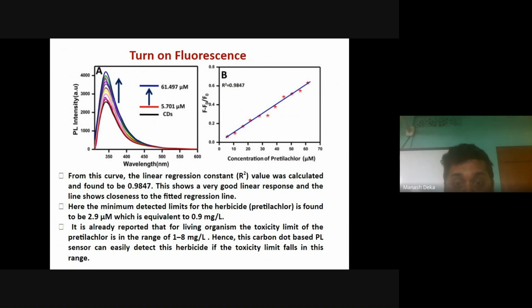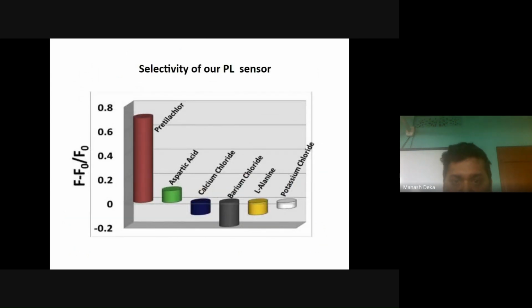And then we have calculated the minimum detection limit, and it is found to be 2.9 micromolar, equivalent to 0.9 mg per liter. And from literature, it is seen that the toxicity limit of pretilachlor is in the range of 1 to 8 mg per liter. So hence the carbon dot based PL sensor can easily detect this herbicide if the toxicity limit lies within this range. So after that, we did the selectivity study of our sensor, and it shows good selectivity.